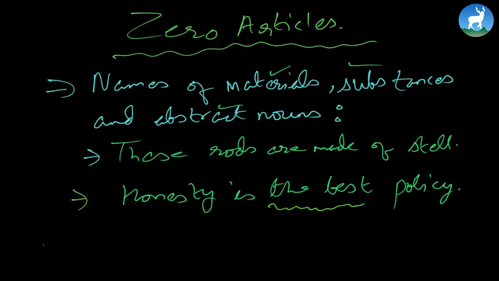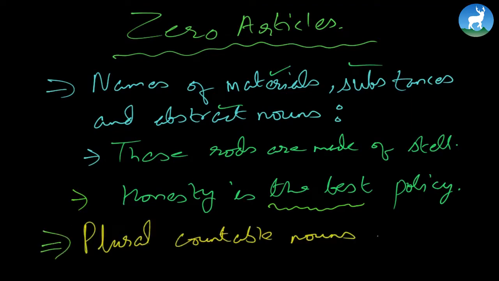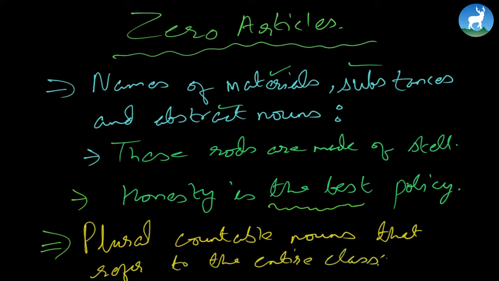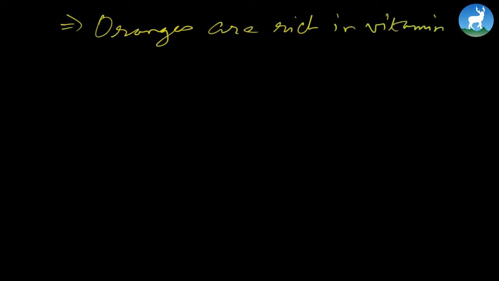Second case would be plural countable nouns that refer to the entire class. Example, oranges, plural countable nouns. We don't write the oranges. Oranges are rich in vitamin C.